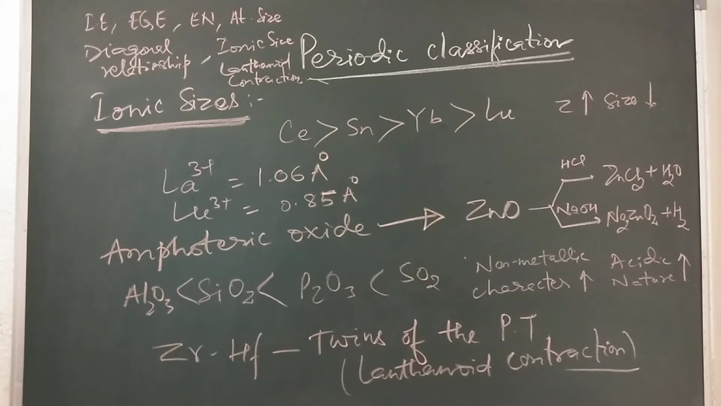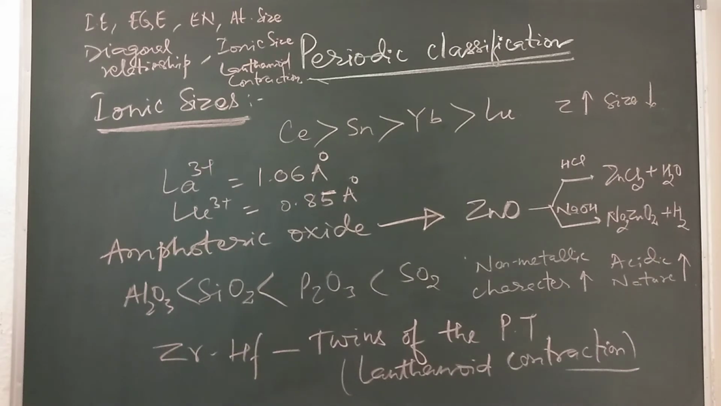Okay. Next is atomic size. The trend is that from top to bottom in a group, atomic size increases. There are certain exceptions, like gallium is smaller than aluminum, that you must keep in mind, that has been asked in IIT. Next is isoelectronic species.